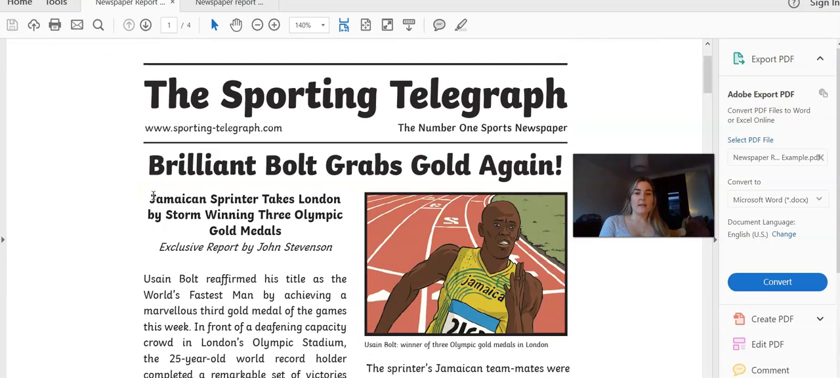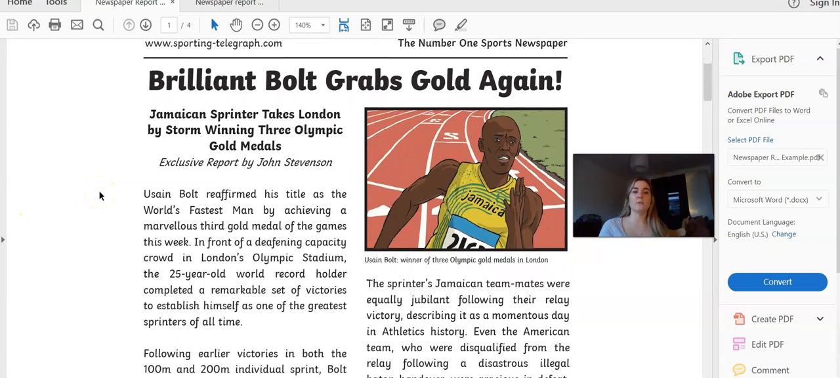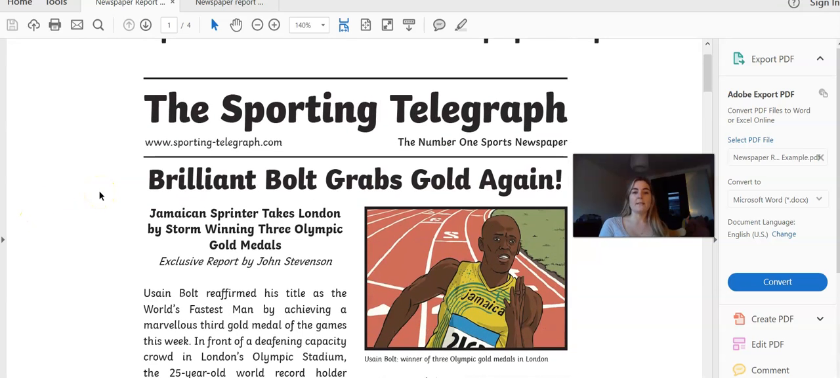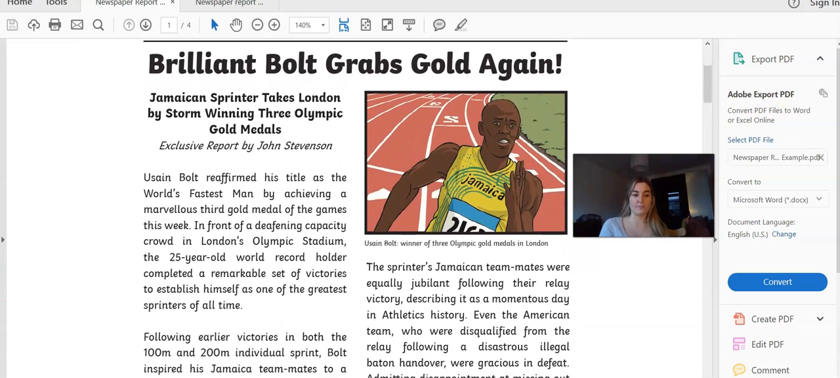So this is my sort of example of a newspaper. We have got the Sporting Telegraph, okay, and it's the #1 sports newspaper. So this newspaper has a name, so you may want to give yours a name when you come to writing your article. And it is called the Sporting Telegraph, so that means it is about sport. And it means that any articles in it are going to be involving sport in some way.